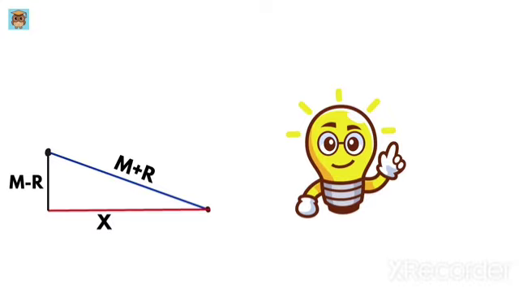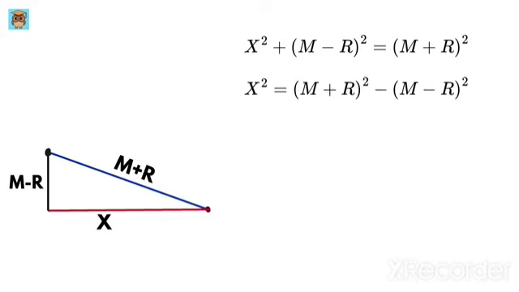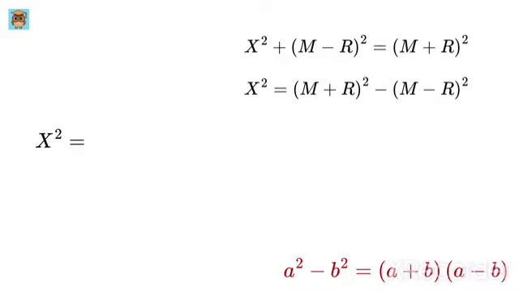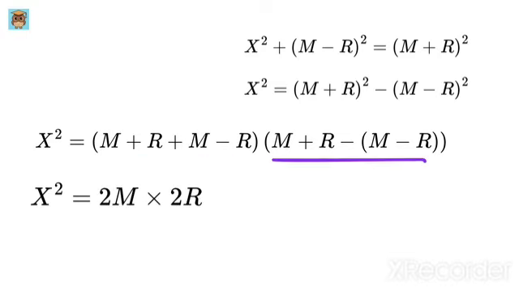Yes, you are right. We will use Pythagoras' theorem to get x square plus (m minus r) whole square equals (m plus r) whole square. This gives us x square equals this minus this, which is of the form a square minus b square, which is also equal to (a plus b) times (a minus b). So x square equals (m plus r plus m minus r) times (m plus r minus m plus r). Or this will become 2 times m, and this will be 2 times r. So x square equals 4mr.